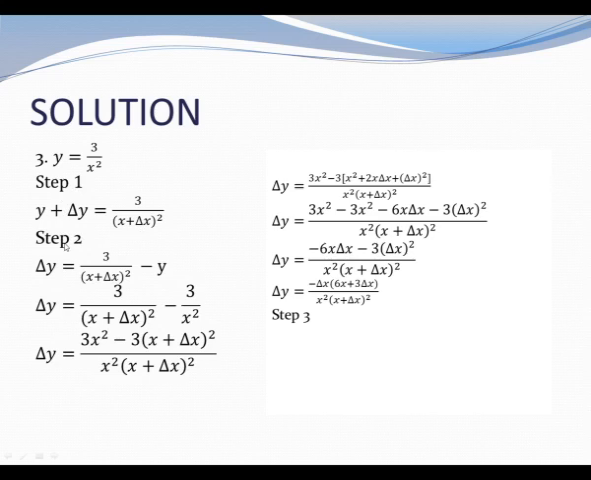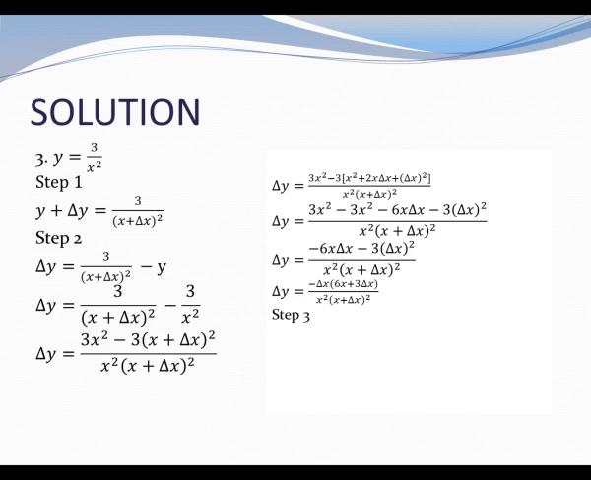Then, before we simplify step number 1, we can proceed to step number 2, wherein we have to subtract the given function from the derived equation or expression in step 1, or just simply transpose the y to the other side and it is now a minus y. Then we substitute the function y as 3 over x squared. As you can see, we have a rational expression, and in order to simplify a rational expression, we have to use the LCD, or the least common denominator.